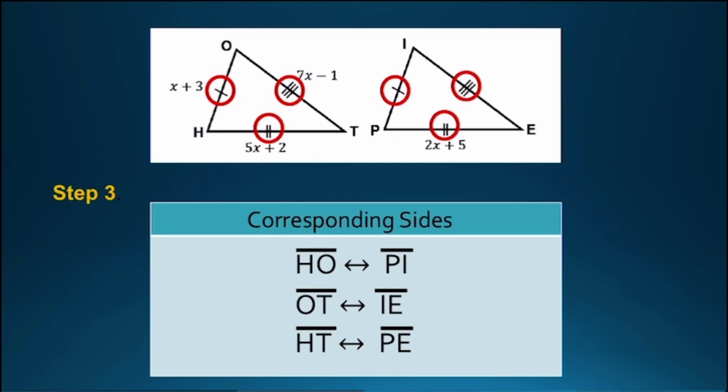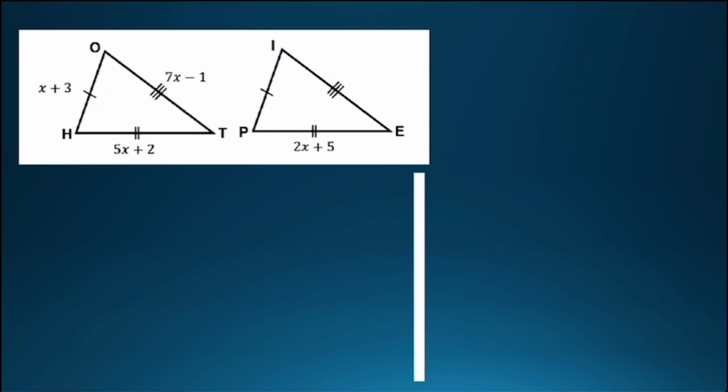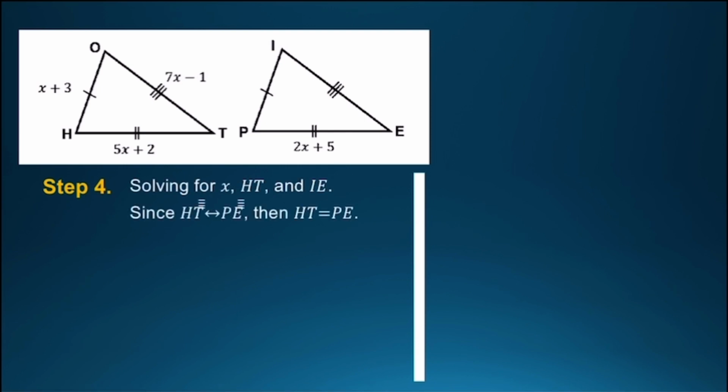And for our step 4, let's solve for x, HT, and IE. Since HT is same as line segment PE, then HT is equal to PE. From the given, HT is equal to 5x plus 2 and PE is equal to 2x plus 5. So therefore, 5x plus 2 is equal to 2x plus 5.